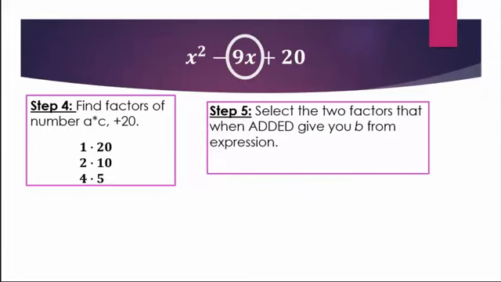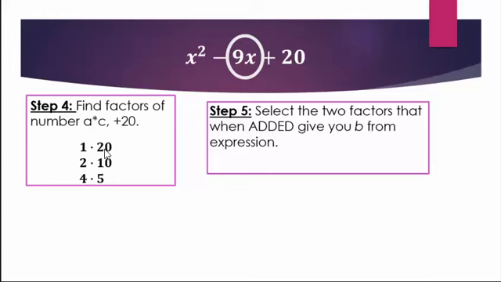How do I know if it's added? Well, remember that sign I told you to put in front of your a times c? This tells you what you're going to do with those factors. So when I do the sign in front of that, it's going to give me the number in the middle, which is also letter B. So let's go ahead and add these factors.